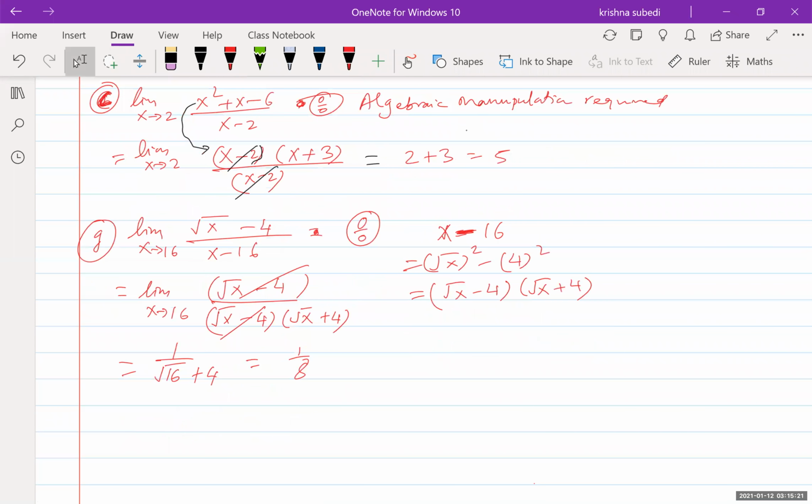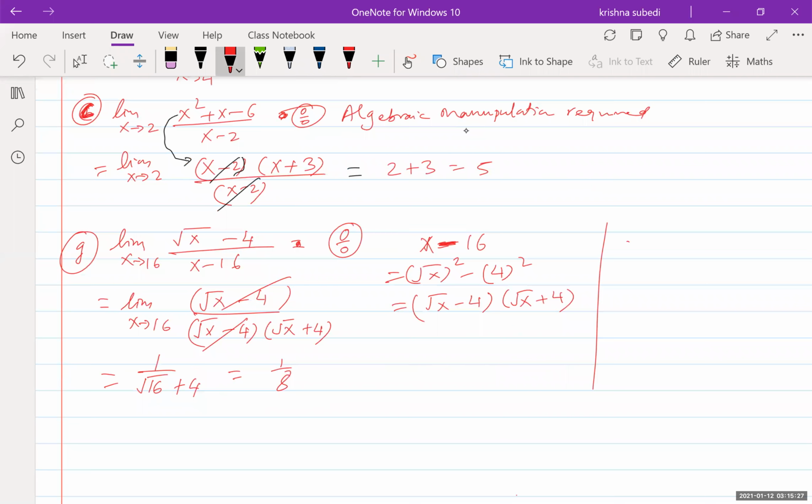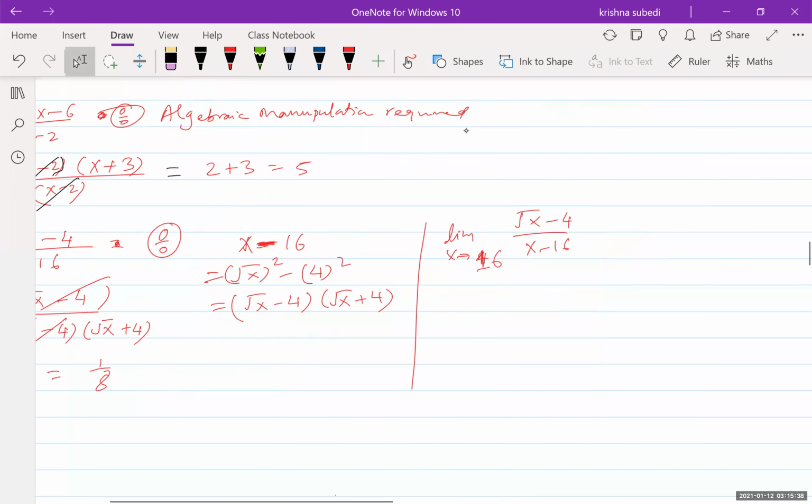Now, this can be done by another method as well. Can somebody think of how we can do it? X tends to 16 of square root x minus 4 over x minus 16. I think in high school algebra, you have done something like multiplying by the conjugate. So you multiply by square root x plus 4 over square root x plus 4, the opposite sign, in order to rationalize. That's the method that you use to rationalize. So if you rationalize it, you can do this as well. That's method 2, I would say.